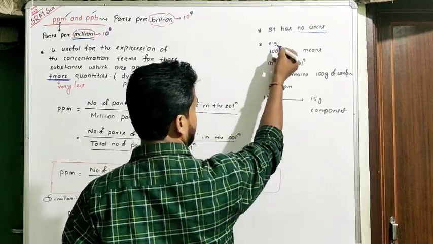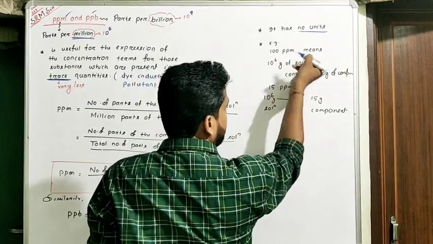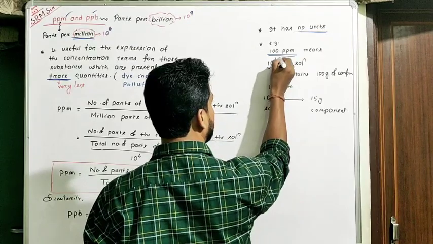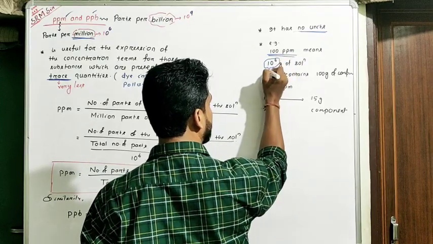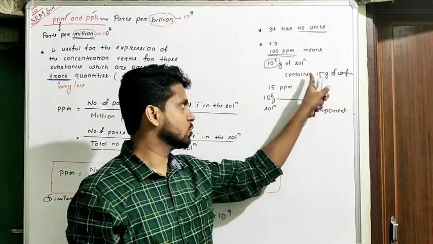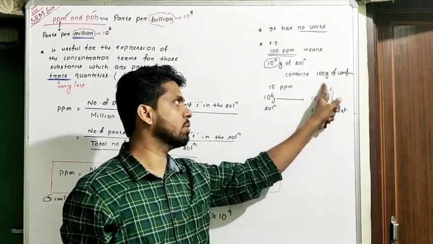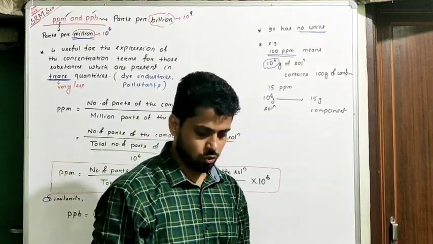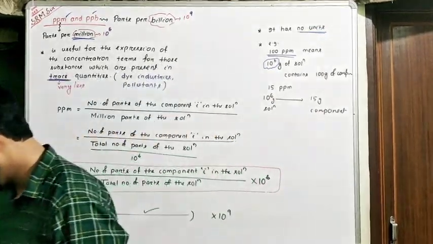Then, for example, 100 ppm means we are taking million parts, that is 10 to the power 6 parts of solution. In 10 to the power 6 parts, how many parts will there be? 100. So in 10 to the power 6 gram there will be 100 gram. 15 ppm means in 10 to the power 6 gram of the solution there will be 15 gram. Right? So this is all about ppm and ppb.